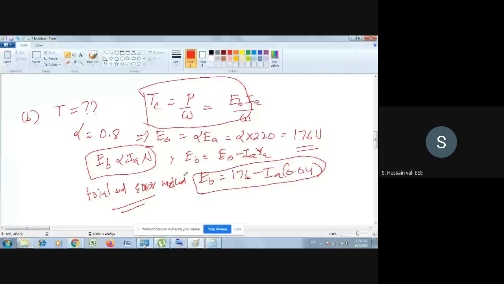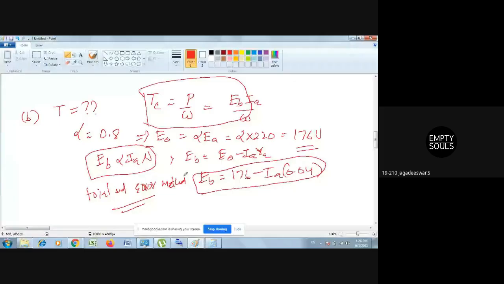Yeah, we have here two equations, EB and IA, two unknowns. This is one equation you are saying. And one more equation, what is the problem? We have two unknowns, EB and IA, and this is one equation.